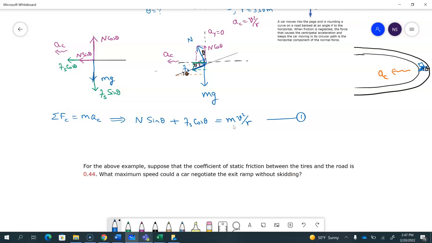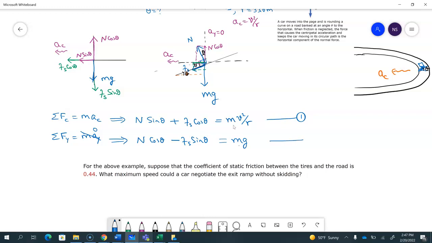And if I look at the y direction, I can say the net force in the y direction is mass times acceleration in the y, but there is no acceleration in the y, so I can write this down as n cosine theta minus Fs sine theta minus mg is equal to 0. Or I can bring the mg to the other side and just say this is equal to mg. Yeah, so let me do that. So I can say this is equal to mg.